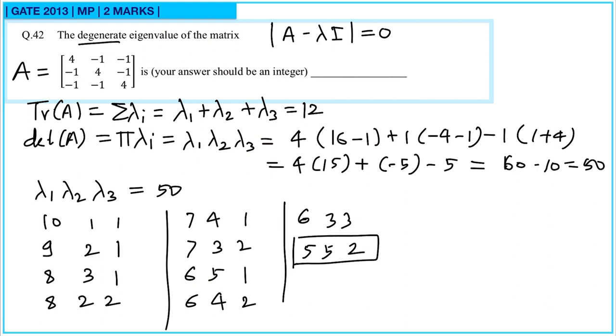Also we are asked for the degenerate eigenvalue. So 5 is the degenerate value. So the answer is 5, and the answer in the answer key is also 5.